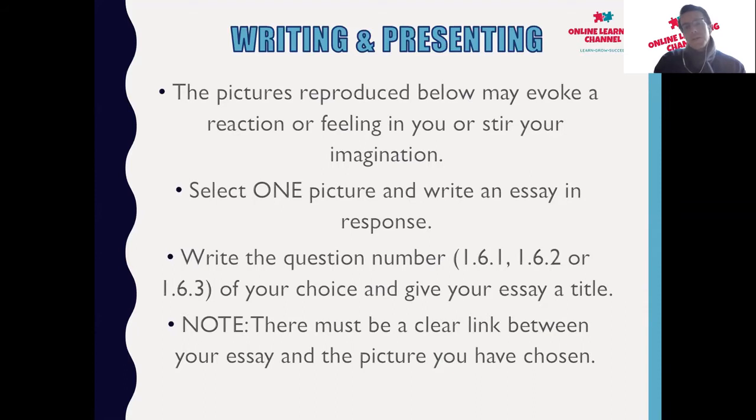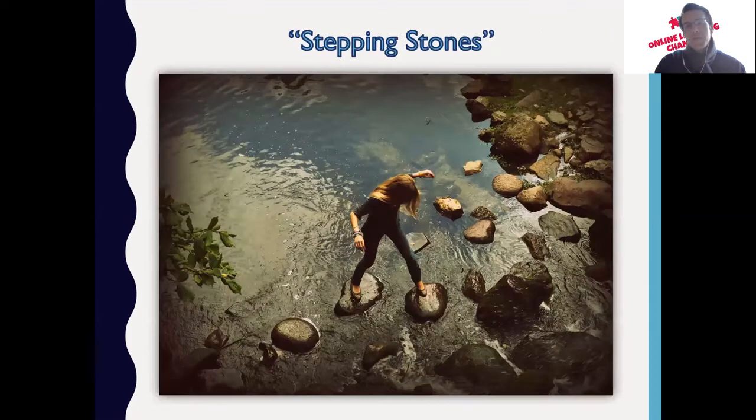So your task is then to select one picture and write an essay in response to what you see. You are to write the question number down. In this case, there are three choices: 1.6.1, 1.6.2, and 1.6.3. And you are essentially given license to also provide a title for the image that you have chosen. You must also note that there must be a clear link between your essay and the actual picture that you have chosen.